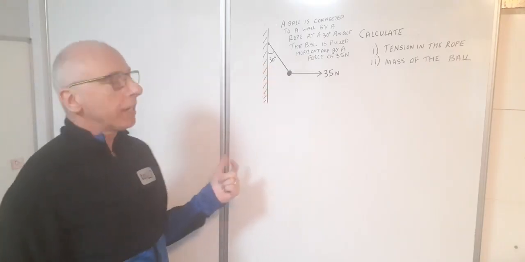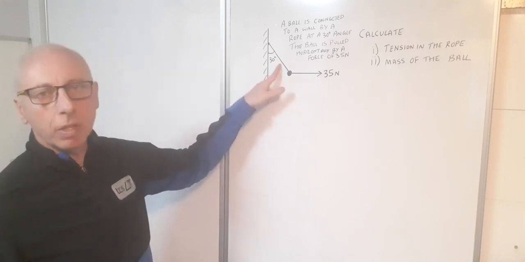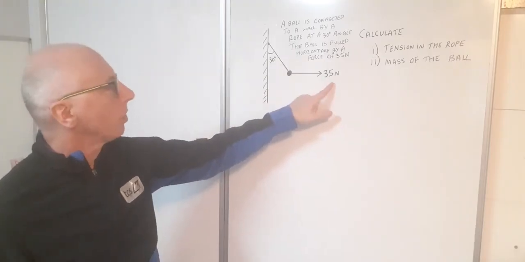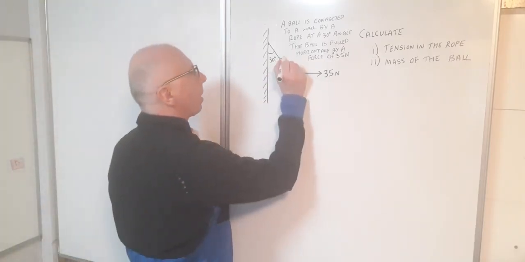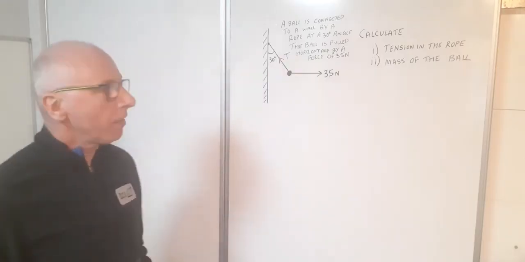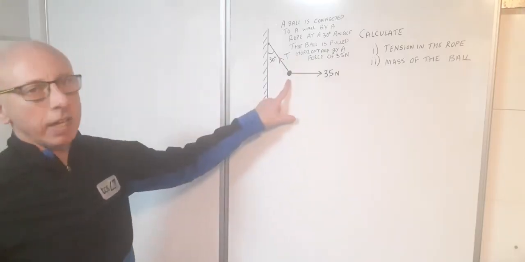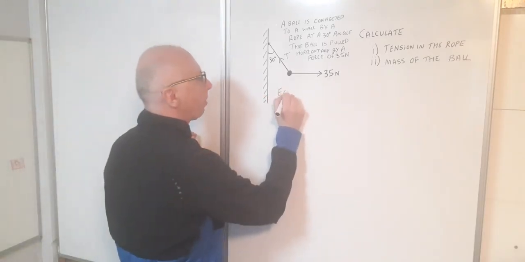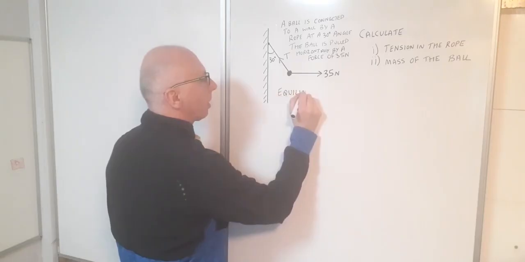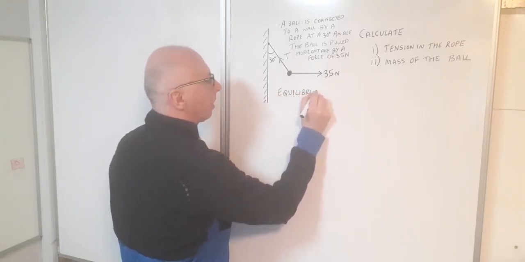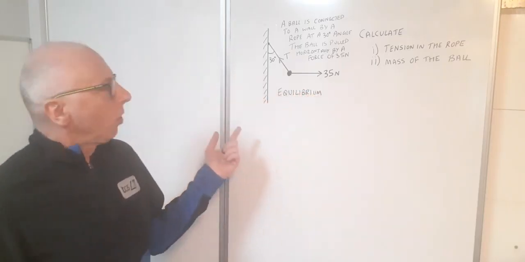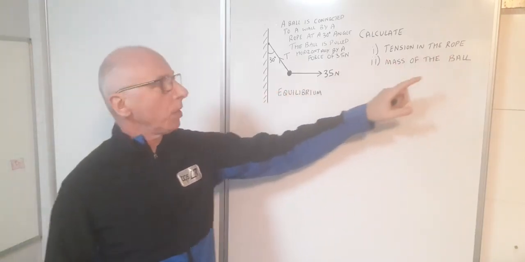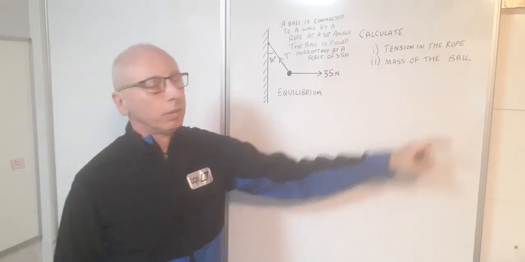So one thing I can add in here is that this rope will be under tension by the weight of the ball and the 35 newtons force. So the tension in this rope will be going in the opposite direction as this ball here is in equilibrium. So that's the key point. So here we've got equilibrium, so it's not actually moving. So therefore, all the forces are going to be equal. So we need to calculate the tension in the rope and the mass of the ball.